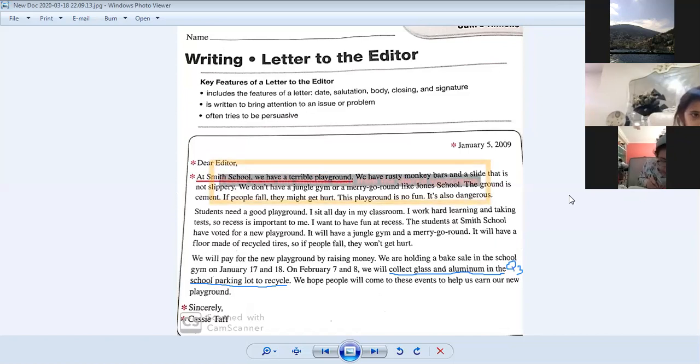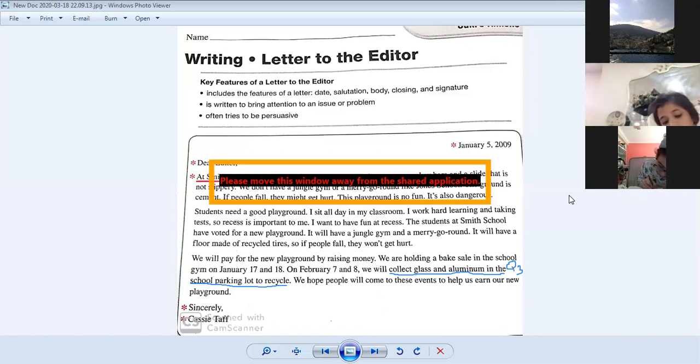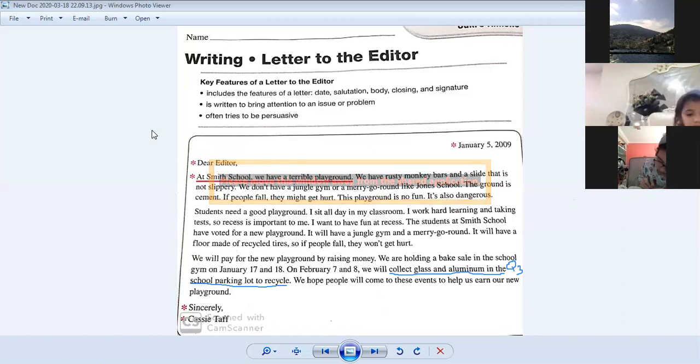Draw a box. Draw a box around three words or phrases that persuade the reader to help. How do you know? Sham, did you finish? You can talk. Yes. Good.